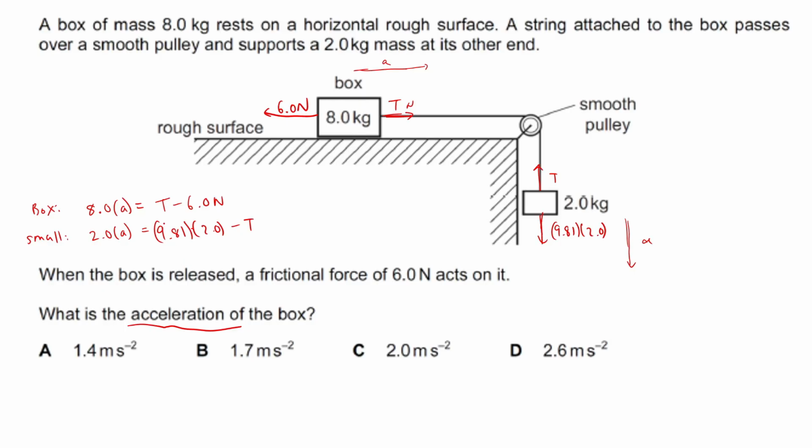So we have a two variable equation here. Let's go ahead and add these together. So we get 10.0 A is equal to, the T's cancel out, 9.81 times 2 minus 6. If we get a calculator out, it will be around 1.4 meters per second squared, which is A.